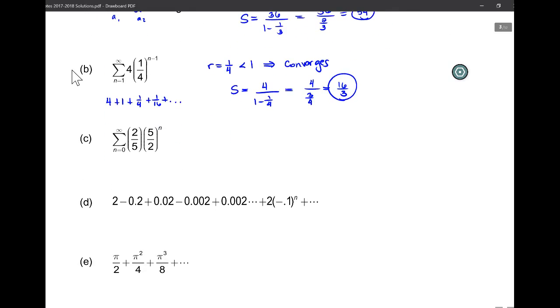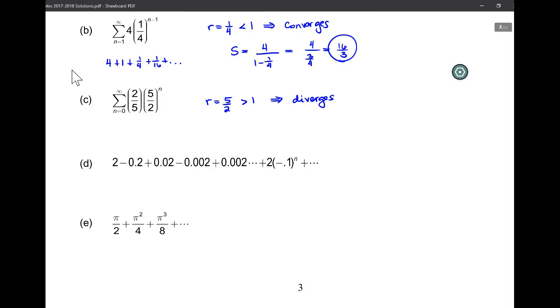Okay, next one. This one we can see here, just by the 5/2 to the nth power, we can see r is 5/2. This is greater than 1, therefore this diverges, and we do not need to do any further work. Because basically the sum will go to infinity.